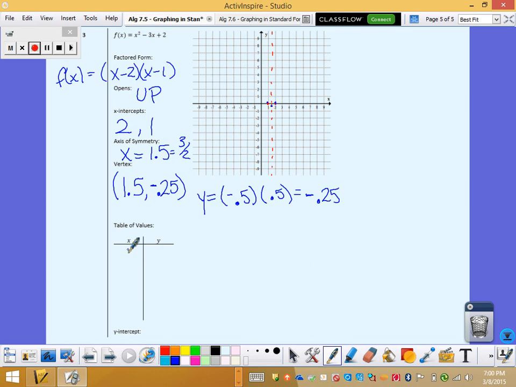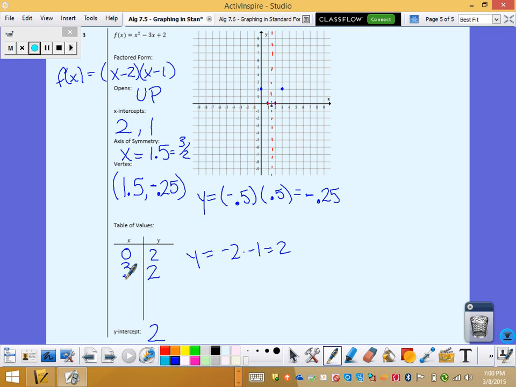Okay, when I plug in 0 for x to find my y-intercept, I get y equals -2 times -1, which is 2. So my y-intercept I can write down right now is 2. So I'm going to go 0 up 2, 1.5 away, 1/2 and 1.5, and I'm at 3, 2. All right, I need 2 more points.